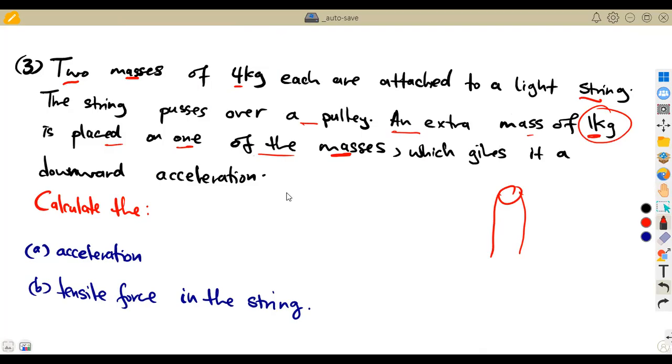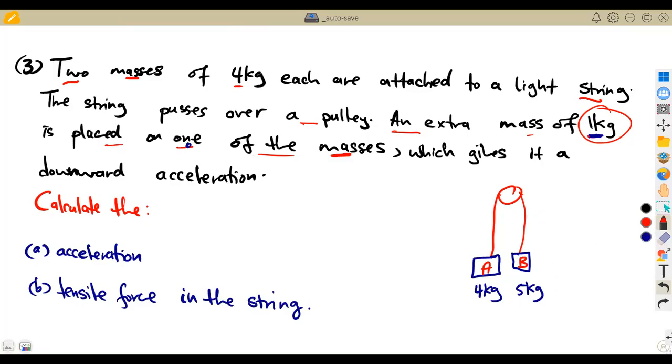A downward acceleration now. So meaning to say, if we add 1 kg on only one of the masses, we are going to remain with 4 kg on one side, then the other one is going to be 5 kg, because we added 1 kg there. So maybe this one you call A, this one you call B. The idea is going to be the same.